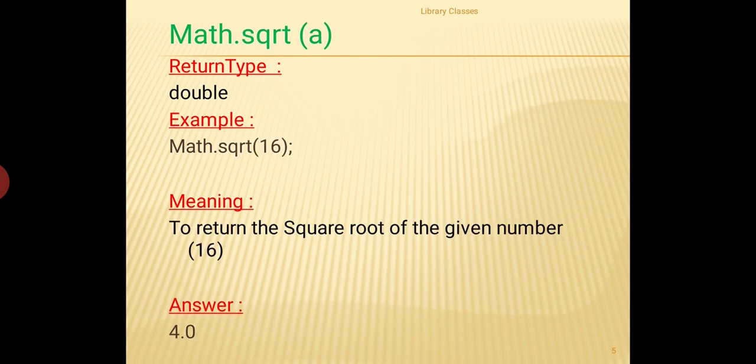Next function is math.sqrt, where sqrt stands for square root, whose return type is always double. In the example I have found the square root of 16, which is 4. Next one is cbrt, which stands for cube root. Again, the return type is double, and the cube root of 125 is 5. The answer is displayed here.